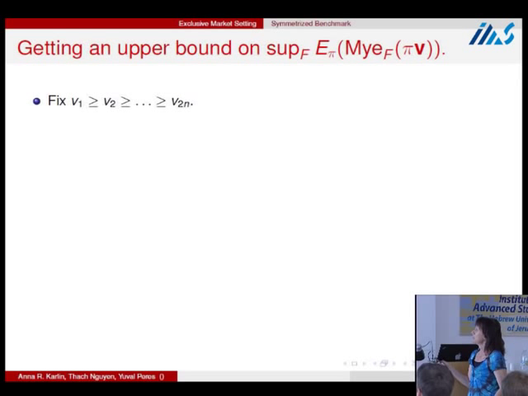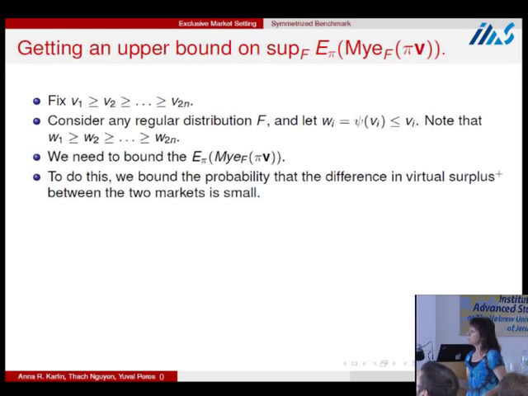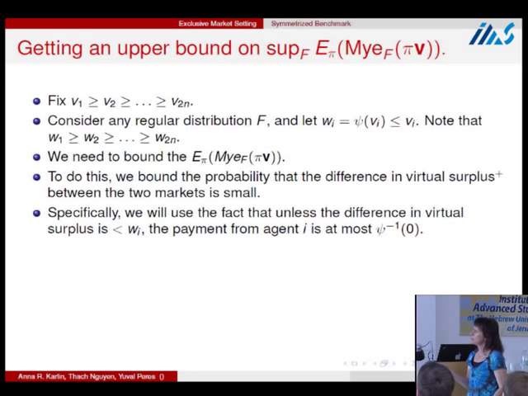Basically the proof boils down to getting an upper bound on this benchmark. So fix a set of values and fix any regular distribution, which preserves the order of the values. What we need to do is bound the probability that the difference in virtual surplus between the two markets is small, because that was exactly the case where you were able to extract a lot from the agents. And we'll do this in a crude way. We'll just use the fact that unless the difference in virtual surplus is less than the virtual value of agent i, the payment from that agent can't be more than the inverse virtual value of 0.